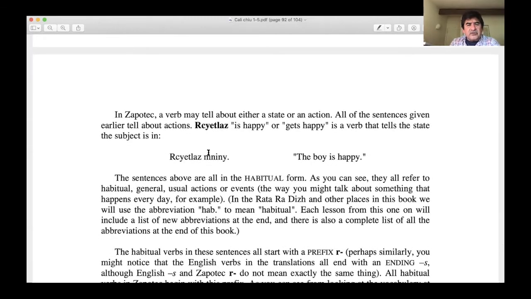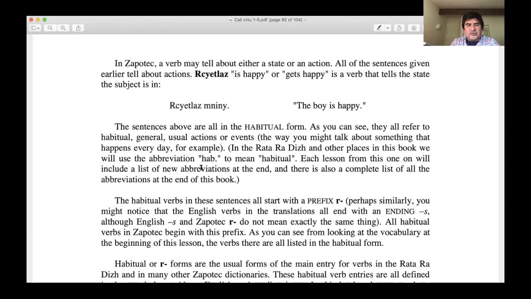So here we go. So Kitlas is happy or gets happy. So in order to say the boy is happy, we say Kitlas amin. And then this sentence here, we call it a habitual form because it's recurring, like every day, right? So every day the boy is happy. Okay, so it's something we do every day. So all the verbs on the Rataradish are in the habitual form. So we use the abbreviation HAB for habitual.